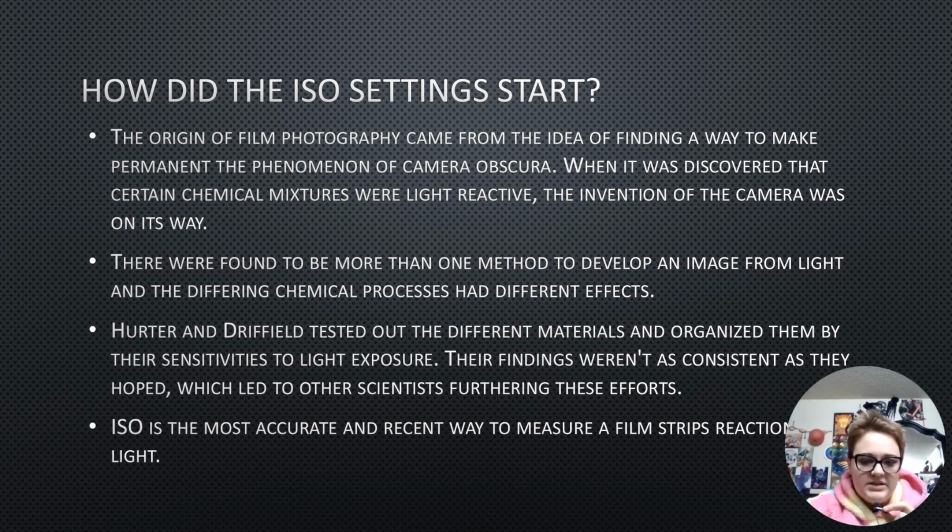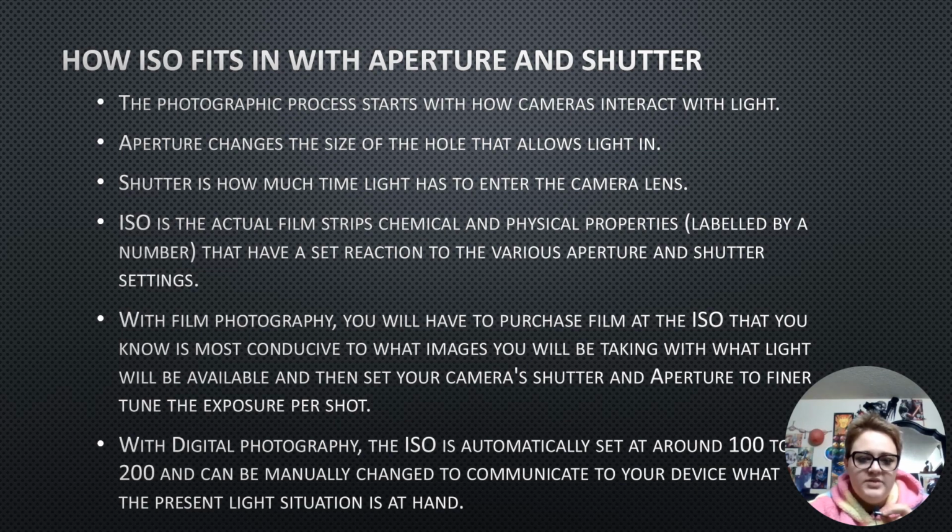Their findings weren't as consistent as they hoped, but other scientists furthered these efforts until we get to our most modern one, where the ISO is the most accurate and recent way to measure a film strip's reaction to light. If you know anything about cameras, you know that the main three things that photographers use to make an image are the ISO, aperture, and shutter. So how does ISO fit in with aperture and shutter?